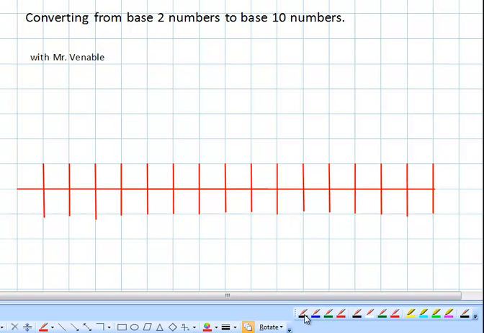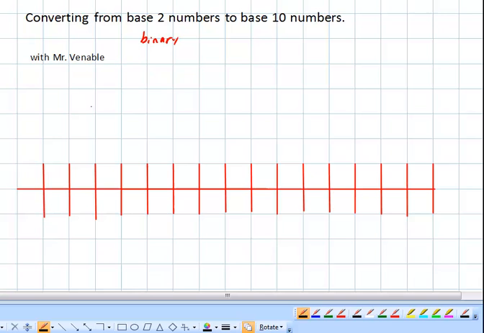I'm Mr. Venable, and today we're going to be talking about converting from base 2 numbers, or what we think of as binary numbers, binary code, to base 10 numbers, which is our standard numbers that we're dealing with. If you missed the previous video where we talk more about the binary system, converting from base 10 to base 2 numbers, make sure you check that out so that you're not lost here.